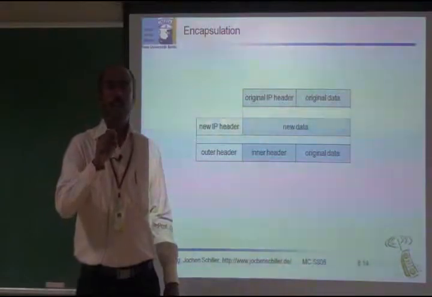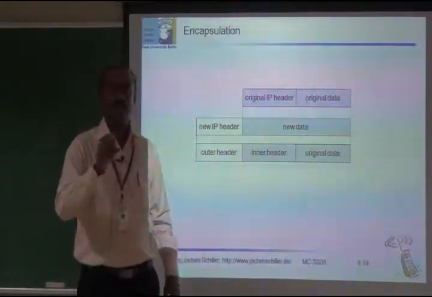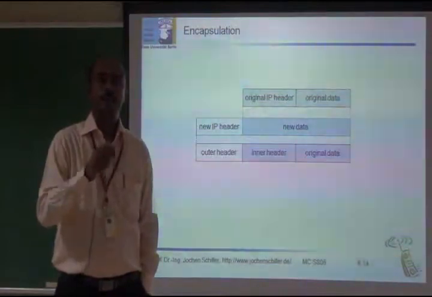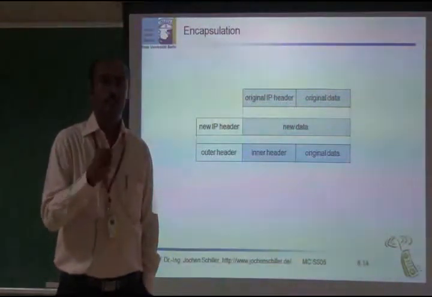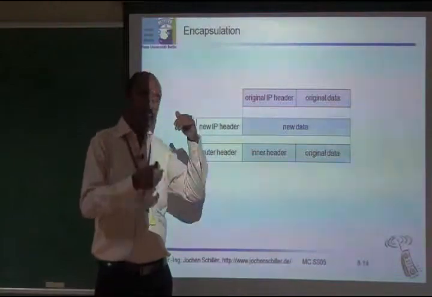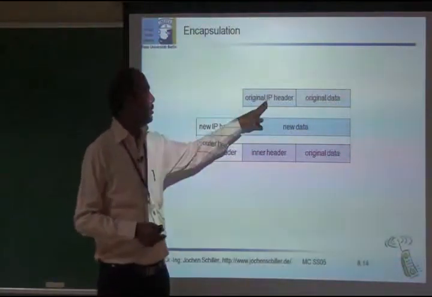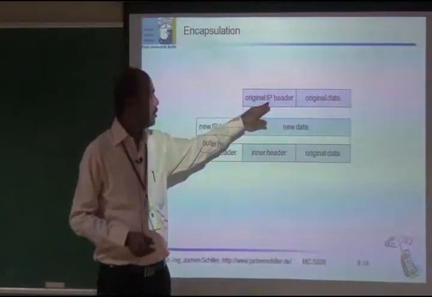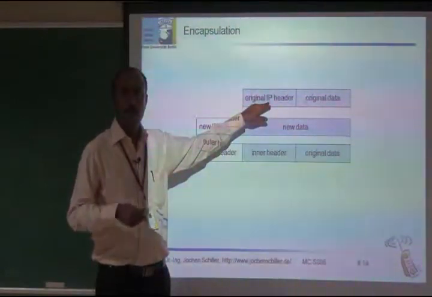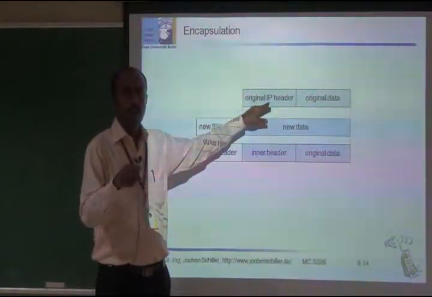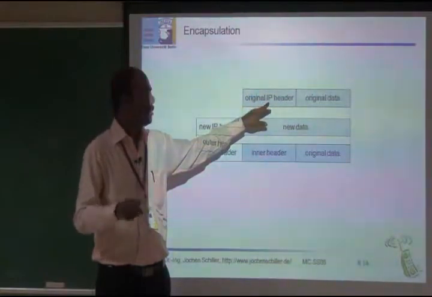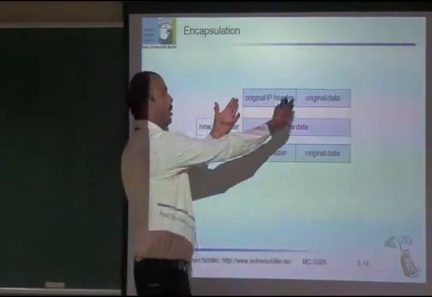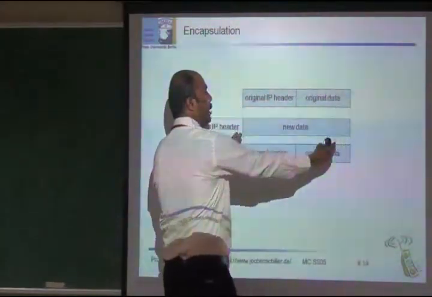How will the network layer add the headers? In the network layer, I already said Internet Protocol is a very important protocol to transmit the data from sender to receiver. When the data comes to the network layer, it will add the IP header, because IP is the protocol which works at the network layer. Without using the IP protocol, we cannot transmit the data to the receiver side. So the original IP header is added, and the header and data are treated as new data.